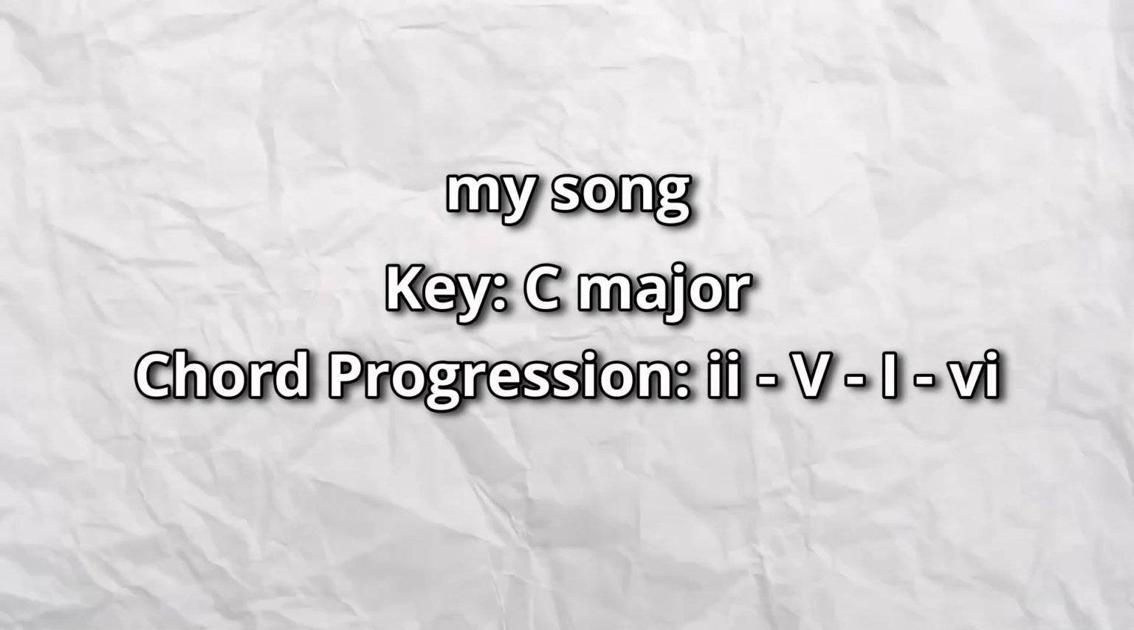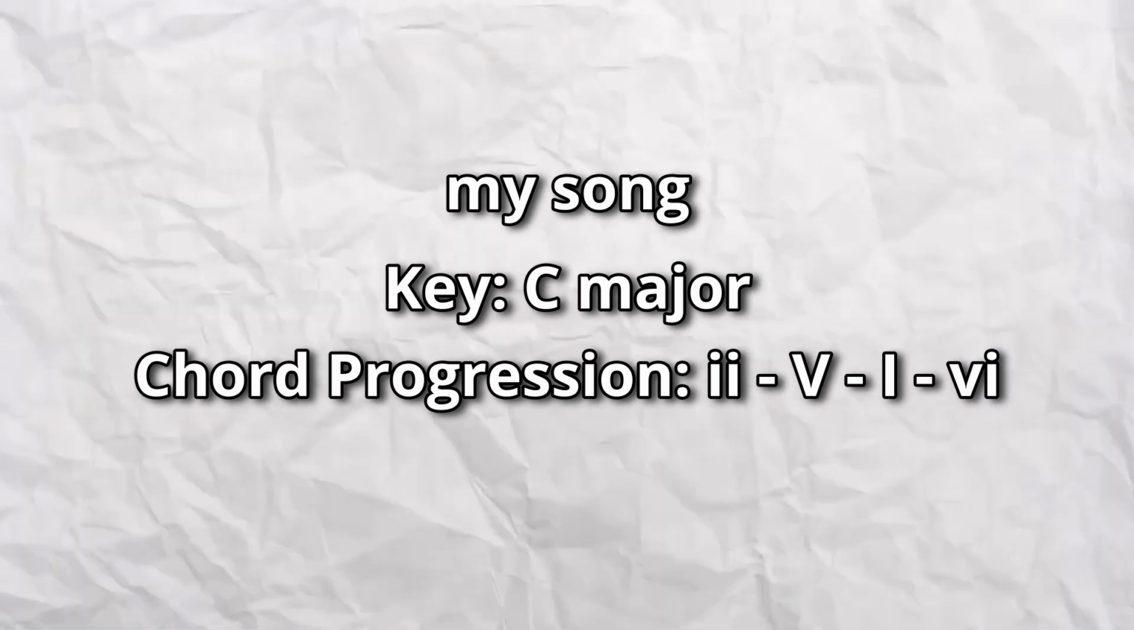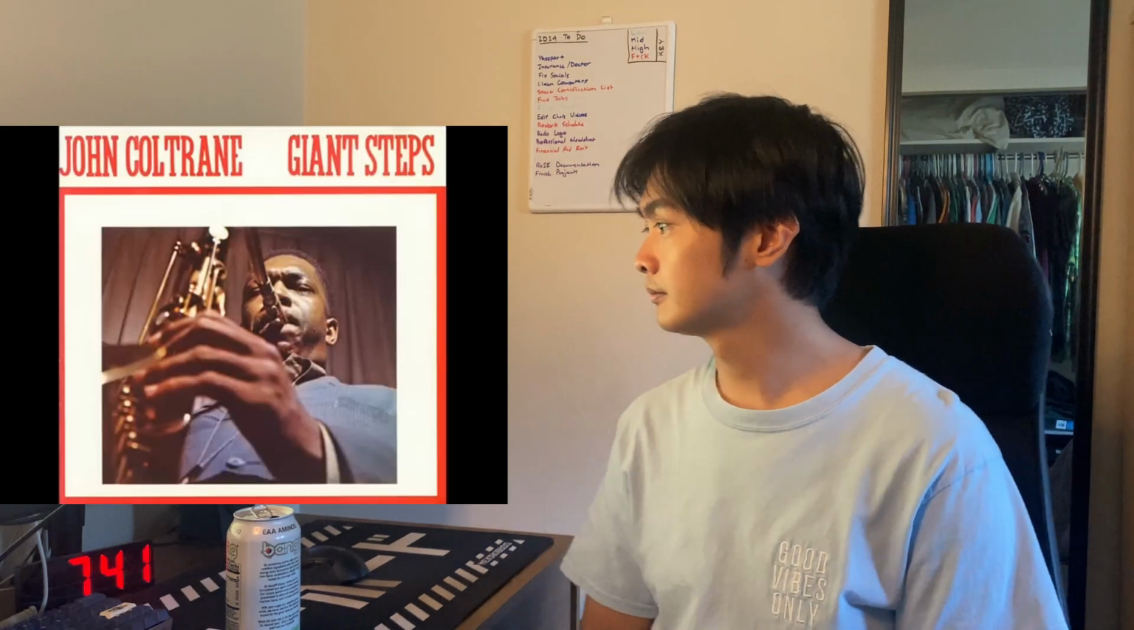For my song, I'm in the key of C major using the progression 2-5-1-6, but using the major and minor 7 versions of the chords to add a little more kick to it. You can create complex chord progressions if you have a better understanding of the circle of fifths, like John Coltrane. But this simplified explanation should be enough to understand basic song construction, from my botched music theory point of view.